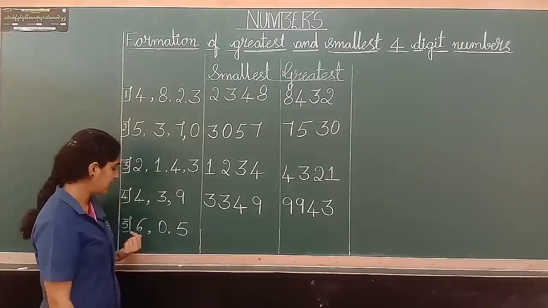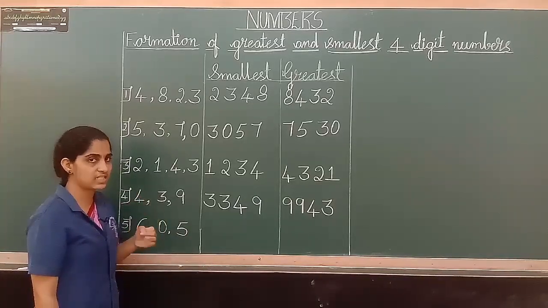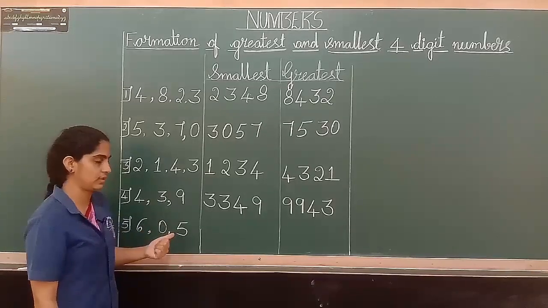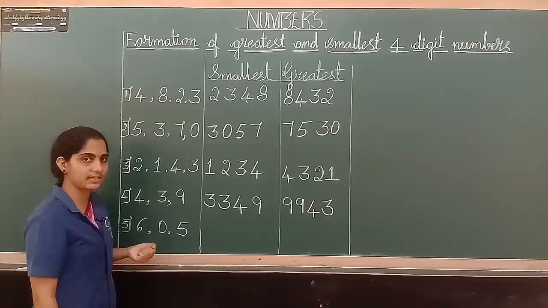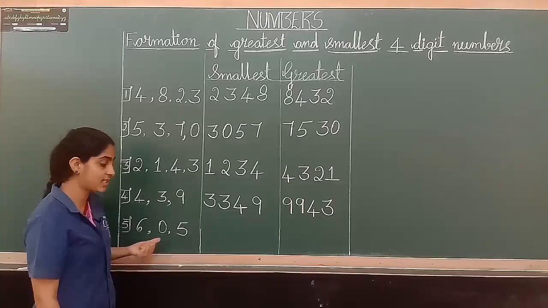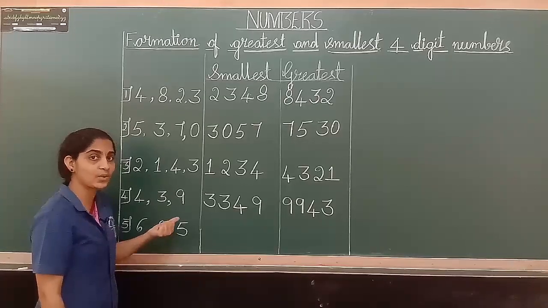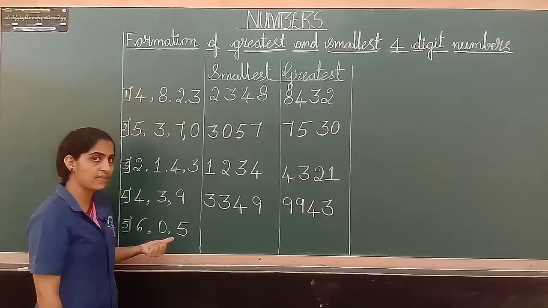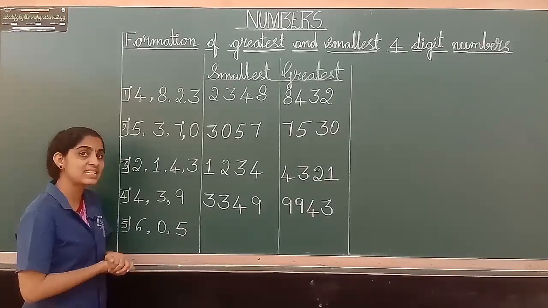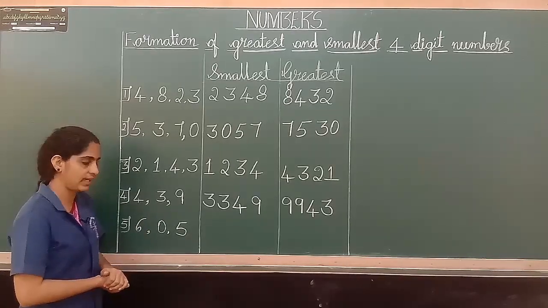Let us move to the last example. We have digits here 6, 0, 5. Here also we have 3 digits. So we have to follow the same method as we followed in the previous example. So which is the smallest digit? When we compare these 3 digits, 0 is the smallest digit. But I have told you, right, we cannot write 0 first, as 0 won't have any value if we write it first. So what do we have to do? We have to write the next smaller digit. So which is the next smaller digit?